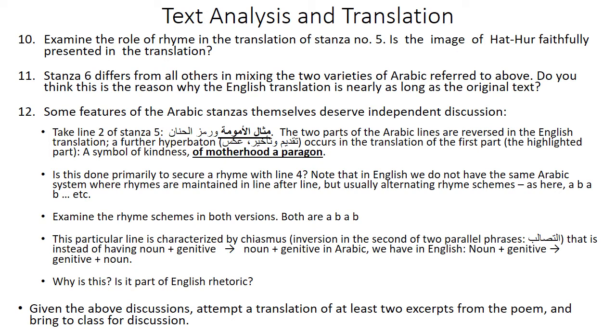And is this done primarily to secure a rhyme with line 4? هل الهدف الوحيد من ده كان ان هو يحافظ على القافية مع السطر الرابع؟ لو بصينا على العربي والانجليزي هنلاقي القافية ماشية في أول 4 سطور A B A B في العربي وفي الانجليزي. مع انه in English we don't have the same Arabic system where rhymes are maintained in line after line. But in English we have alternating rhymes, A B and then A B and so on. Actually we have Arabic and English both running A B A B and so on.